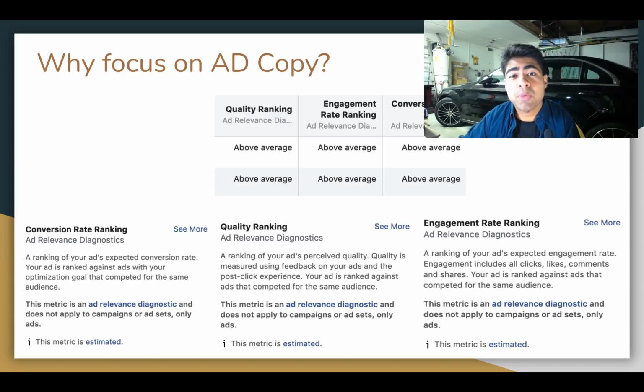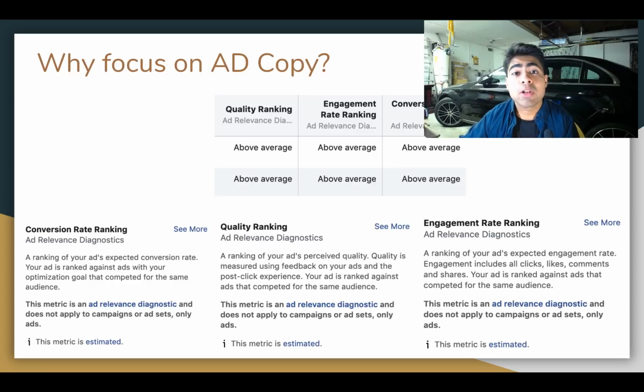Final metric that Facebook really takes into consideration is the conversion rate ranking. And it is a ranking of your ad's expected conversion rate. Again, your ad is gonna be competing with these other ad copies from other people. So this one is basically how many people are actually converting from going through this ad copy. So as you can see, these 3 newly imposed metrics really can make or break your ad copy, your ad set, and whether you find any success or not.